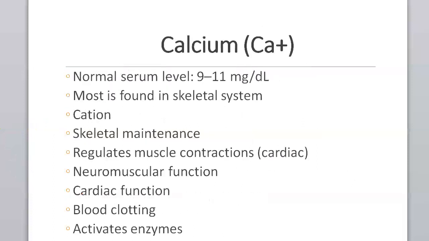Then we have calcium. Normal calcium level is about 9 to 11 milligrams per deciliter, mostly found in the skeletal system. It's a cation. Skeletal maintenance, regulates muscle contractions, especially the cardiac muscle, neuromuscular function, cardiac functioning, blood clotting, and activates enzymes. Okay. About 99% of your calcium is in the skeletal system, with a relatively small amount in the extracellular fluid. Okay.